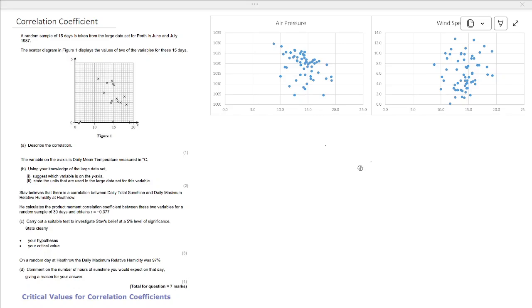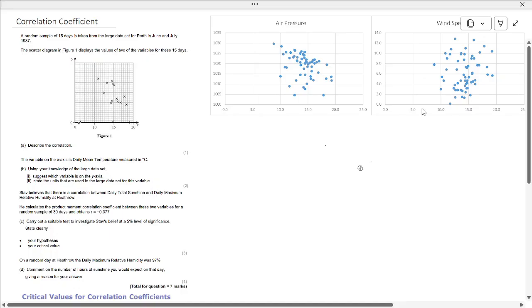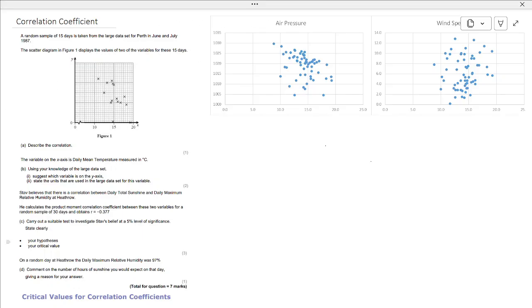Okay, we're going to talk about the product moment correlation coefficient and how to answer exam questions when we're doing hypothesis testing with correlation coefficients. So if you do want to skip to the part on hypothesis testing, just go to part C, skip ahead. But I'm going to do this through the example of an exam question, starting from part A here, where we have our scatter diagram and we're asked to describe the correlation.